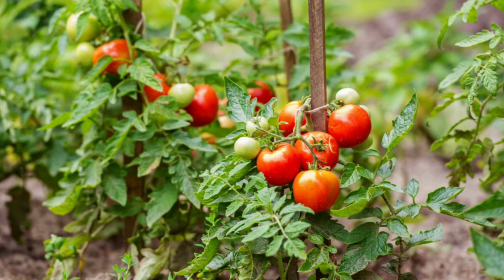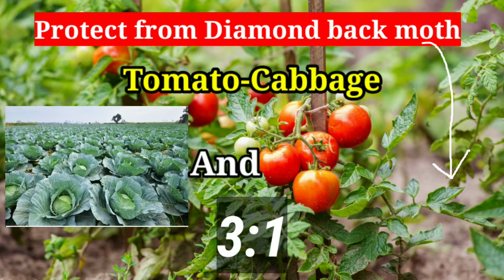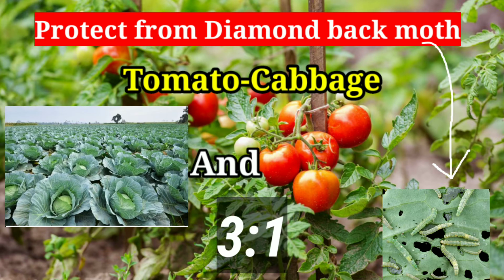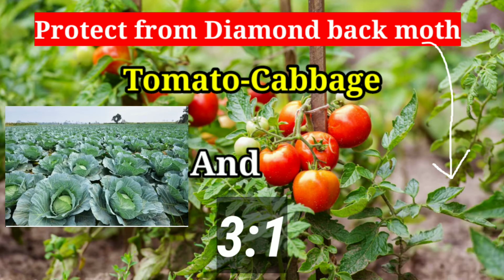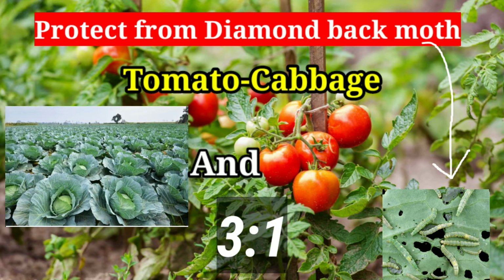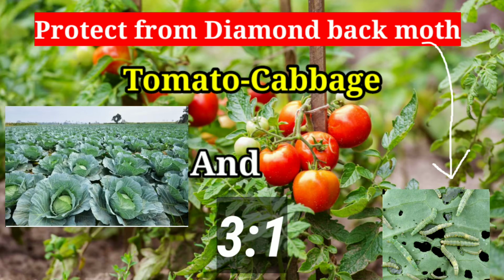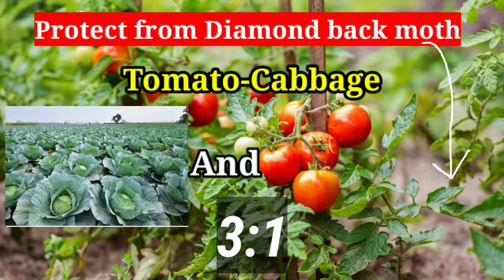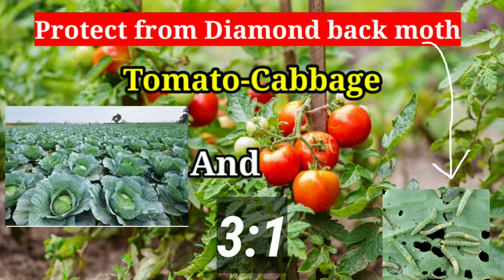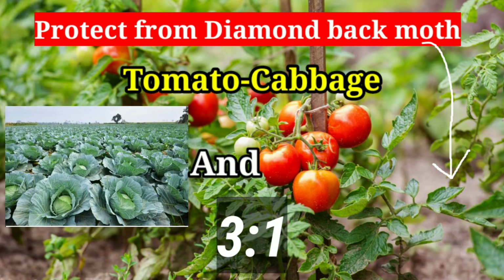The next vegetable is tomato. The first practice is tomato-cabbage intercropping. Here, tomato is the main crop and cabbage is the trap crop. Through this practice, we can easily control up to 60% attack of diamondback moth larvae. Here, the main crop and trap crop ratio is 3:1. That means 3 rows of tomato and 1 row of cabbage alternately.